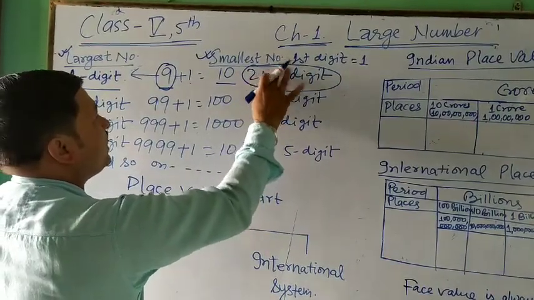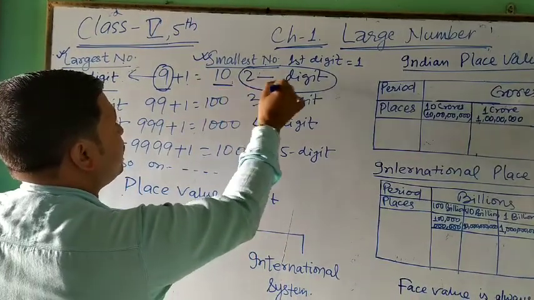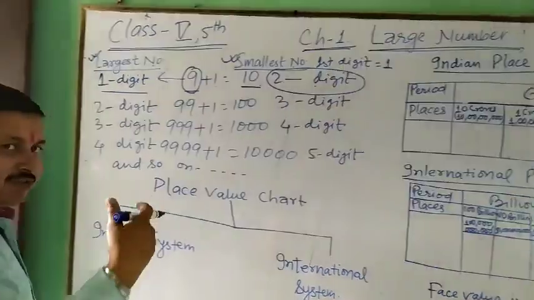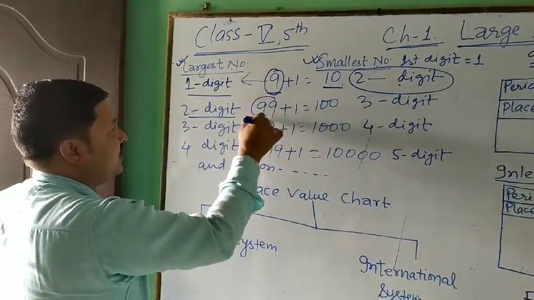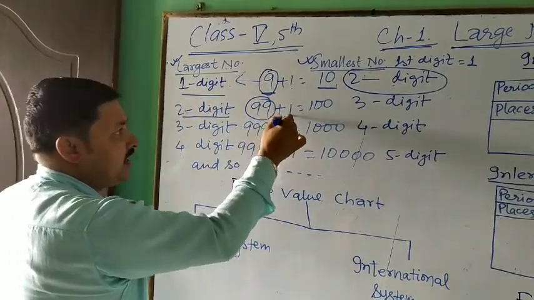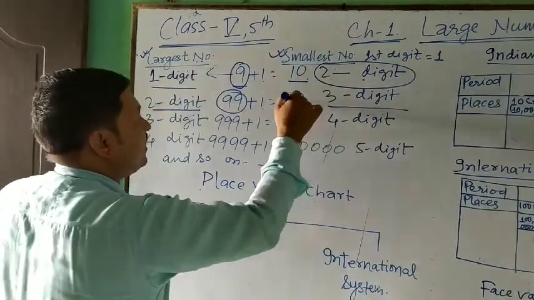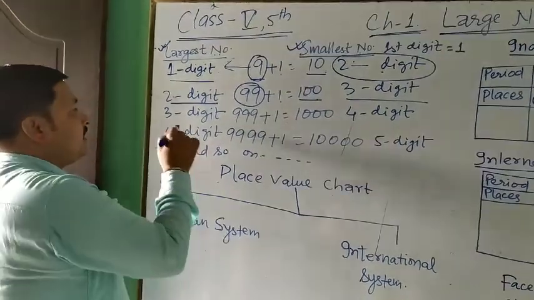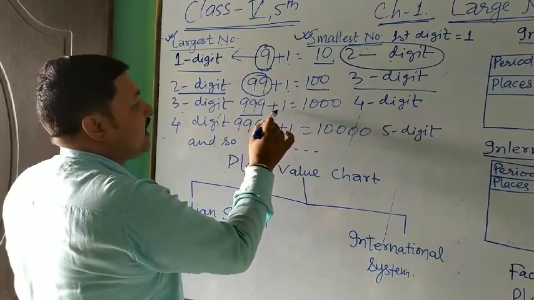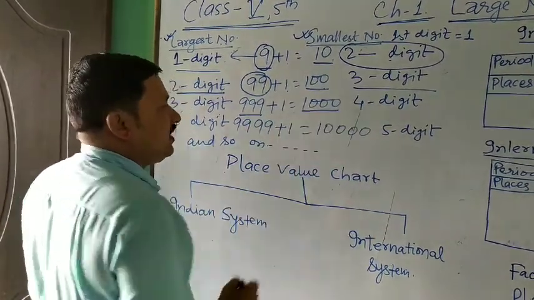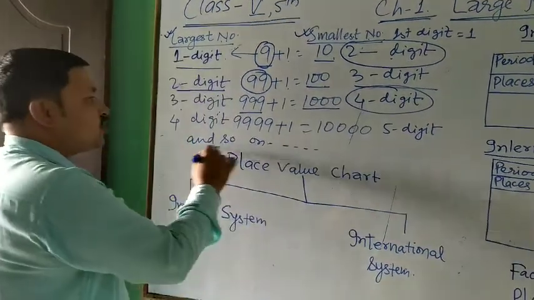That is, the 2 digit smallest number. 10 is the 2 digit smallest number. The second digit largest number is 99. When we add 1, we get 100. That is the 3 digit smallest number. The 3 digit greatest number 999 plus 1, we get 1000. That is the smallest 4 digit number, and so on.